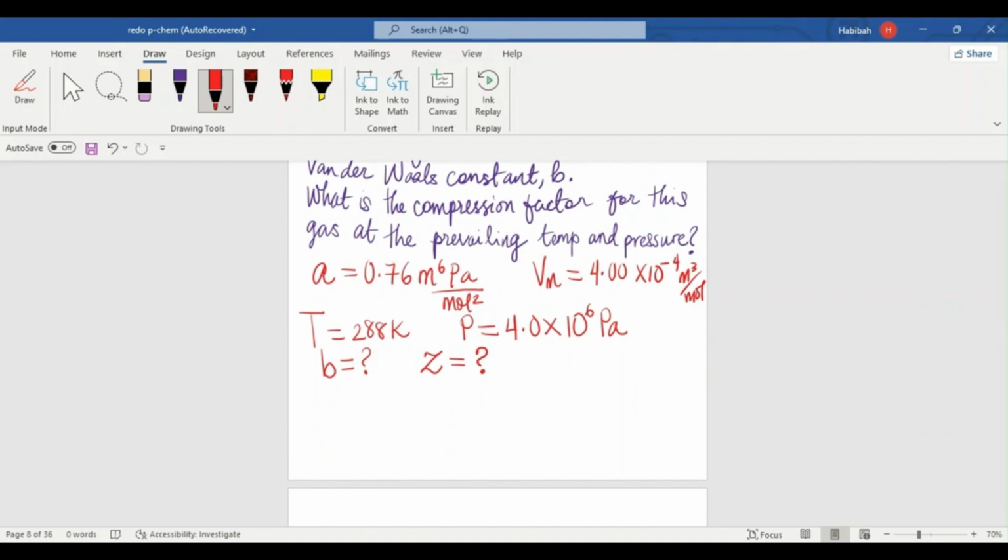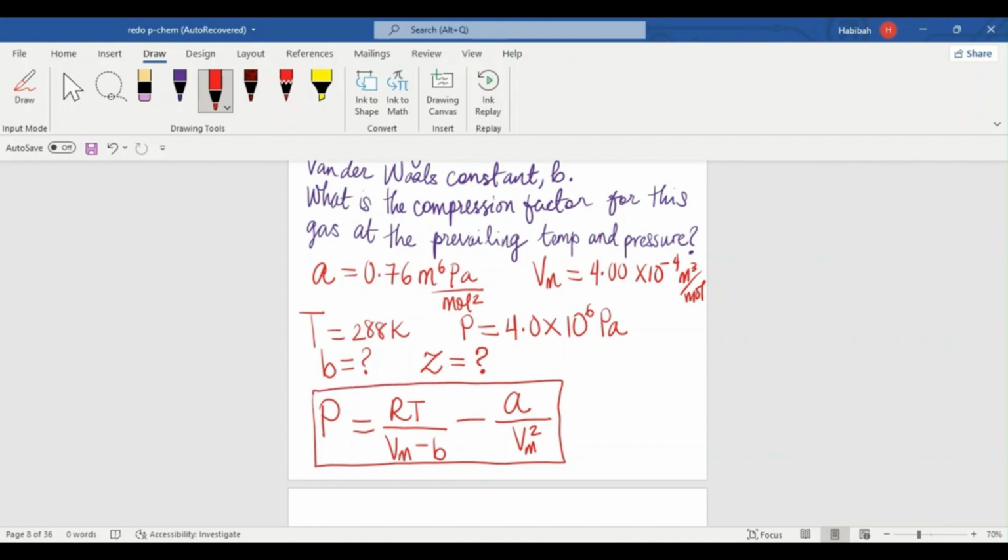Before we can go ahead, the first thing I want you to note is this. For a van der Waals gas, we have to use the van der Waals equation of state, which is P equals RT divided by the molar volume minus B, minus the parameter A divided by the molar volume squared. P is pressure, R is the gas constant, T is temperature. This is the equation we're going to use to determine B.